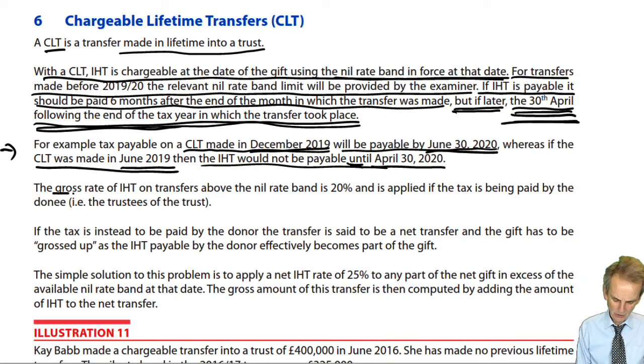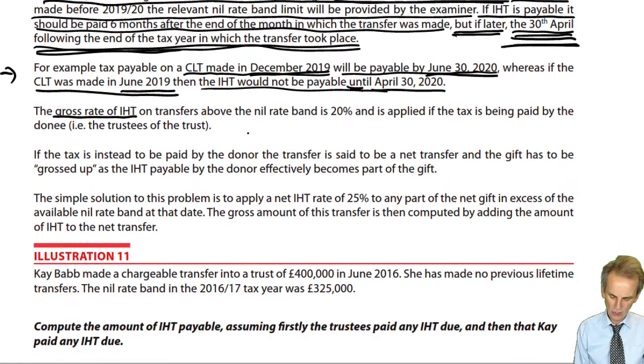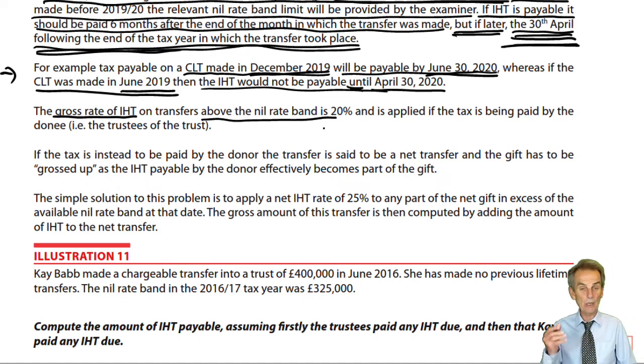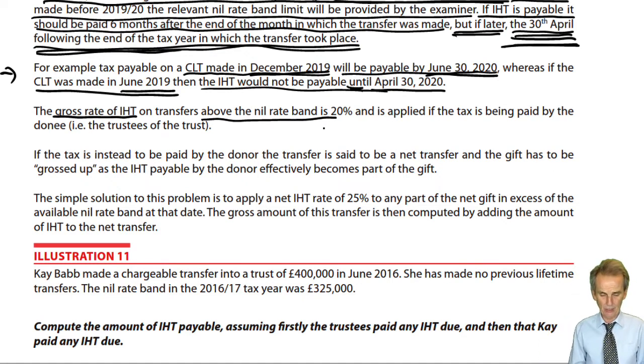We now use the term the gross rate of IHT on transfers, again remember, above the nil rate band. We still have these nil rate bands available. Even though these are chargeable when made, we use the nil rate band in force at the date, the tax year in which the transfer was made. We talk about a gross rate to begin with, and that gross rate is 20%, i.e. half of the death rate.